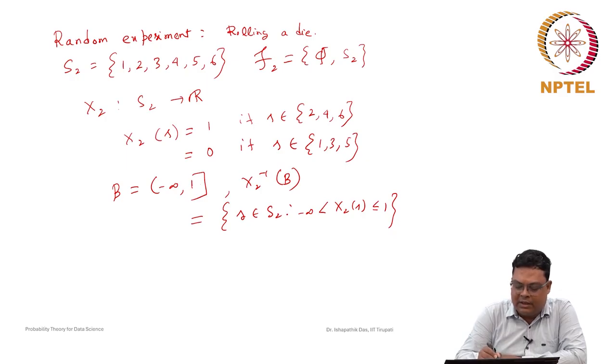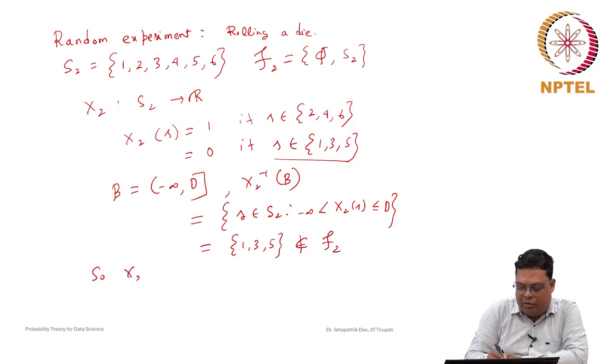Now consider B equal to (−∞, 0]. Then X2 inverse of B is all s satisfying X2(s) less than or equal to 0 and greater than −∞. Which elements satisfy this relation? X2 is equal to 0 whenever s takes those values, so this is nothing but {1, 3, 5}. Is {1, 3, 5} in F2? No, because F2 contains only ∅ and Ω2, and it is the sigma field we are considering. So it does not belong to F2.